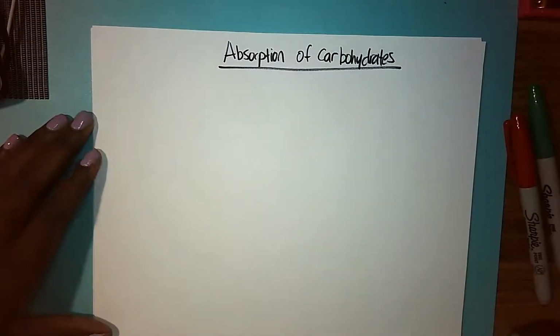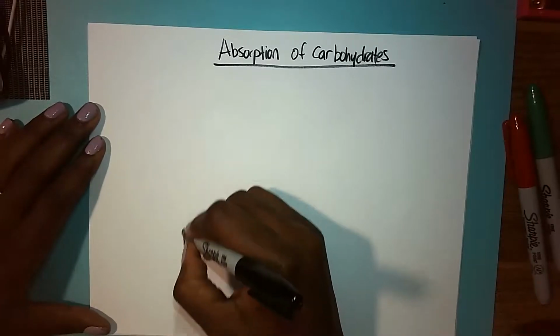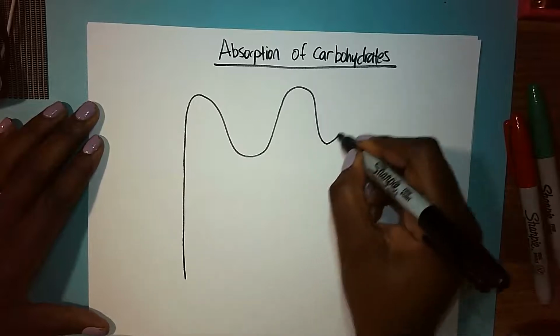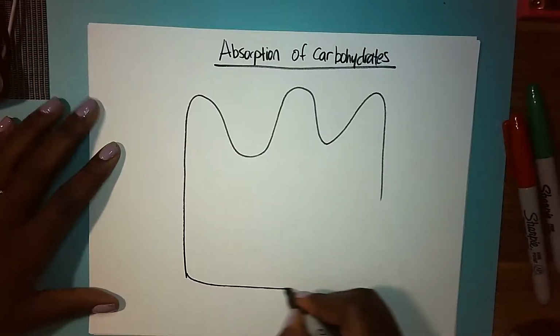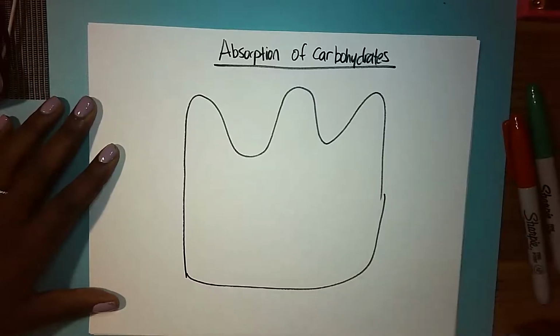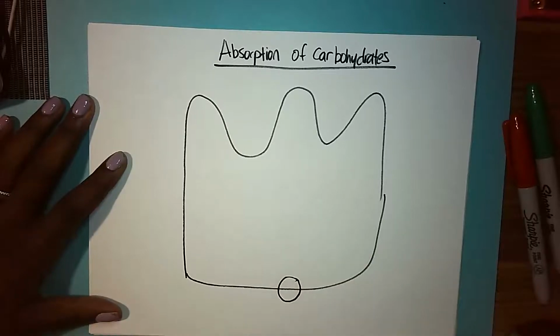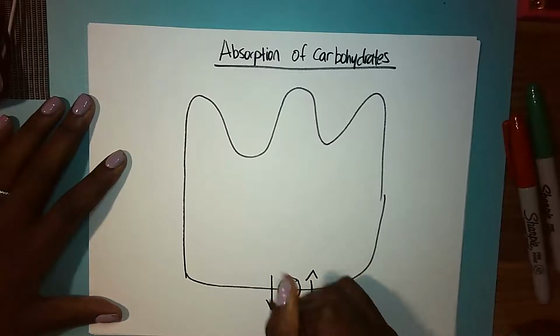So this is the process of absorption of carbohydrates. And so we're going to take one of our epithelial cells. This is one of those cells that are lining the villi that we just looked at. And it's going to have these microvilli on top of it to increase the surface area. And we're going to have on the basolateral surface our sodium-potassium pump, which is pumping sodium out, potassium in.